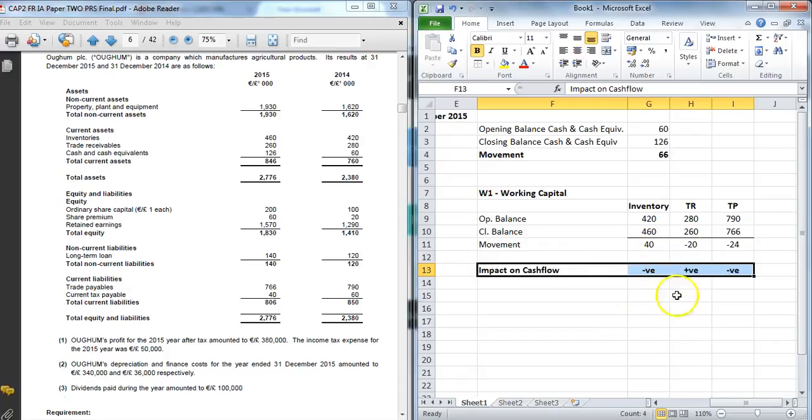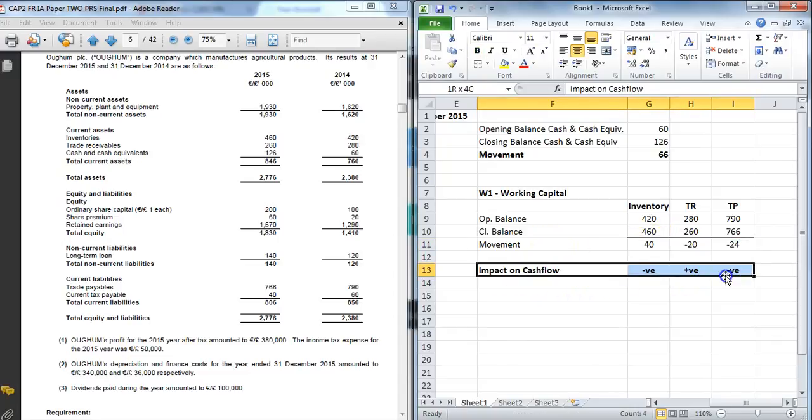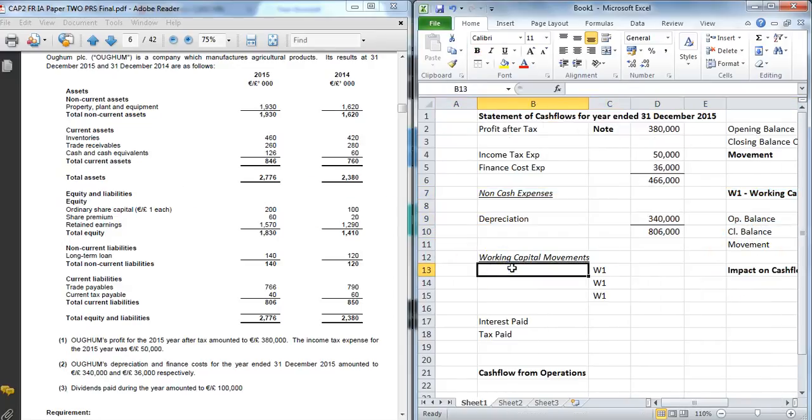So we now have a minus 40 going to the cash flow statement because it's negative, a plus 20 and a minus 30. That's where students can struggle, because they confuse the movement with the impact on cash flow. So just bear that in mind and make sure you go back and practice that for other cash flow questions. So inventory is minus 40,000, trade receivables is plus 20,000, and trade payables is minus 30,000.